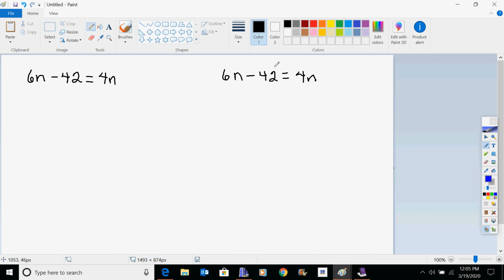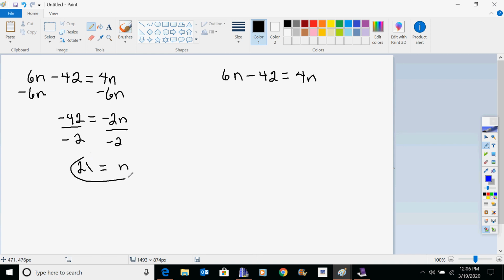Now this problem, notice I've got the same problem twice. That's because there's two things I want to point out. First of all, like I said, you don't have to have the variable on the left side. So what I could do if I wanted to is I could take away 6n from both sides. And when I do that, 4 minus 6 gives you negative 2. Like you know, you start at 4 on the number line, you go left, you go past 0. This part is negative 42, and I could divide by negative 2, and then that means that n equals 21. There's your final answer there.